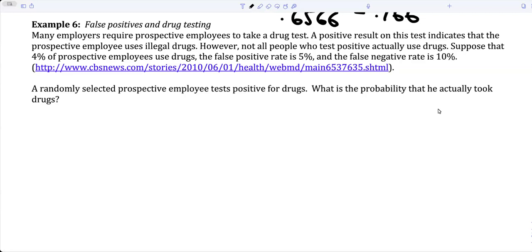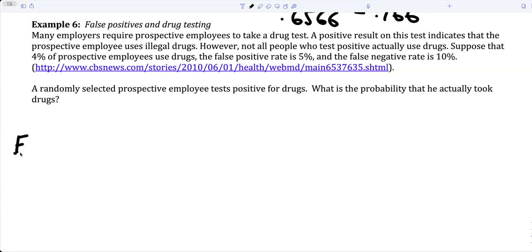Many employers require prospective employees to take a drug test. A positive result indicates the prospective employee uses illegal drugs. However, not all people who test positive actually use the drug. So suppose that 4% of prospective employees use drugs. The false positive rate is 5% and the false negative rate is 10%. A randomly selected prospective employee tests positive. What is the probability that he actually took the drugs?